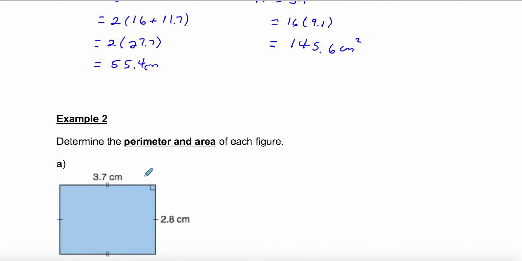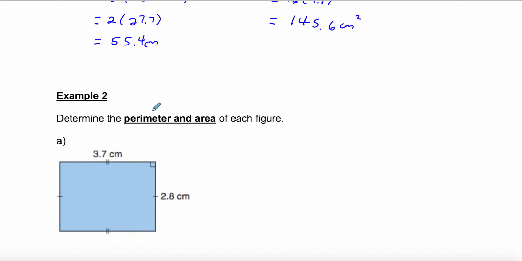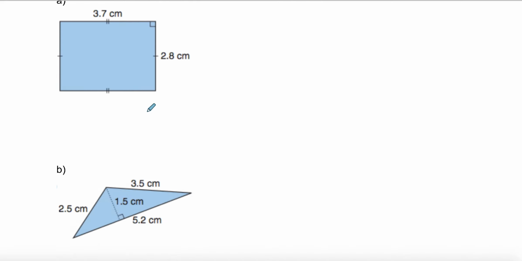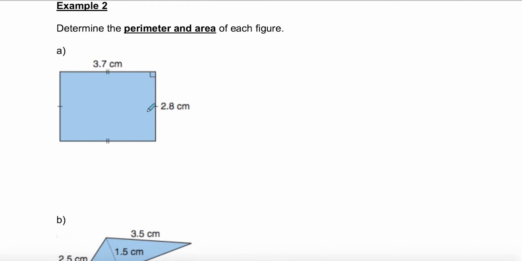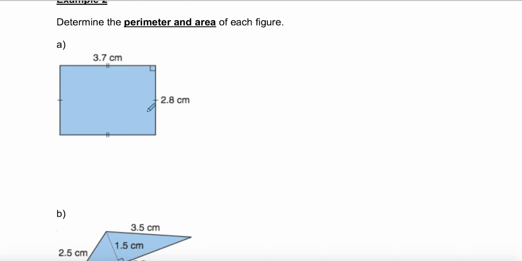Okay, so again, I'm writing down the formula exactly like I see it on the formula sheet, and I'm making sure that I show units in my answer. We're just going to do perimeter and area for 2 more shapes here. And then there's a trapezoid on the last page.